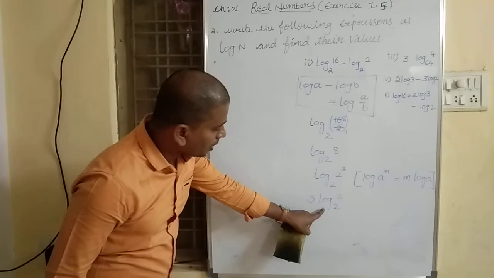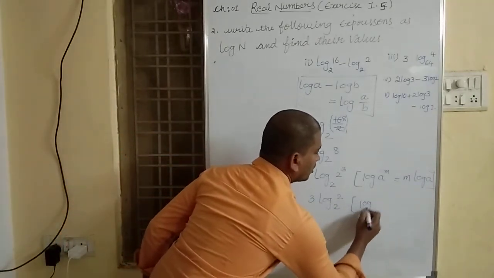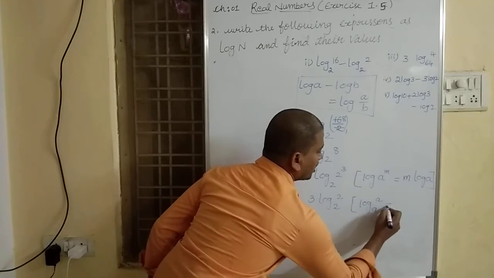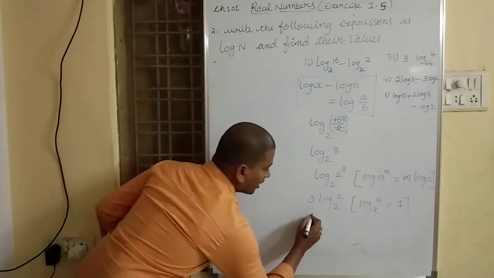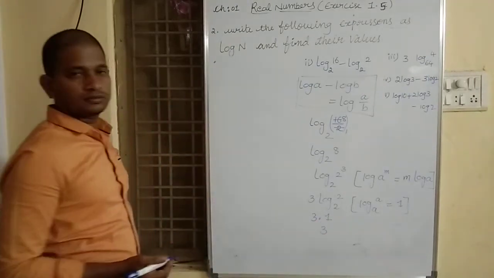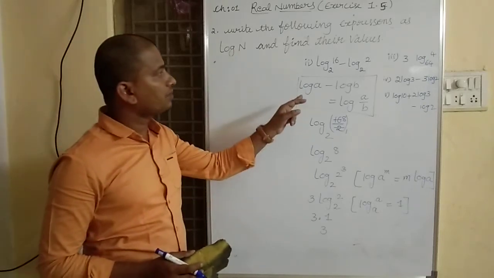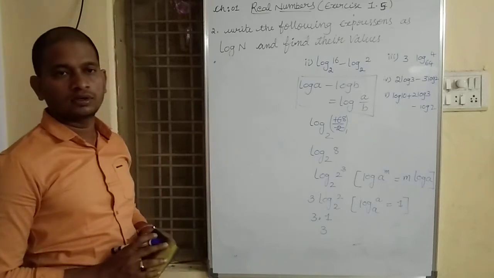Again, which is in the form of log A base A. As we have the formula log A to the base A is equal to 1, so we can write as 3 into 1, which is 3. So what is the value of log 16 base 2 minus log 2 base 2? Which is 3. Got it?